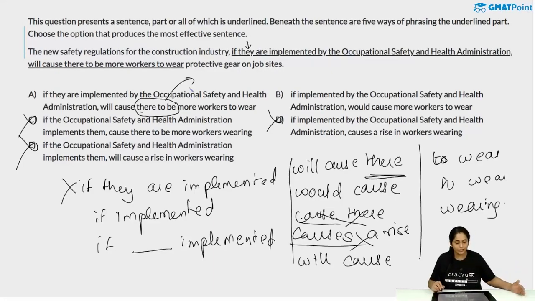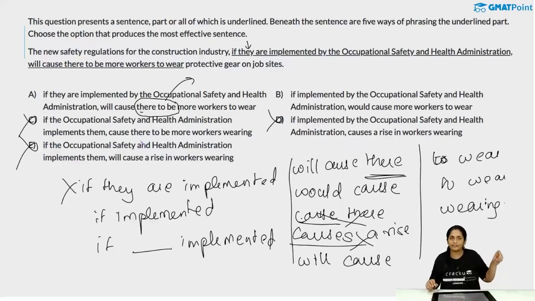You can say, the new safety regulations for the construction industry will cause more workers to wear protective gear on job sites. But again, it is "if implemented." Because it is if it is implemented, it shifts the tense to the past format. Then you have to use would cause. If the Occupational Safety and Health Administration implements them, then you will say will cause. If it implements them, if it is in simple present tense, then you will say will cause. If it implemented is there, then you say would cause.